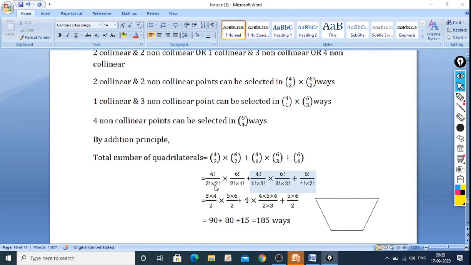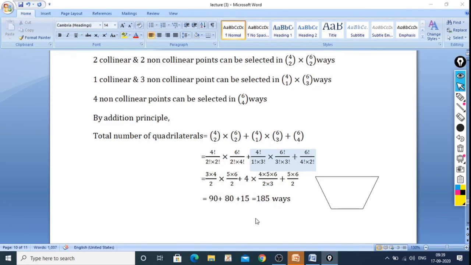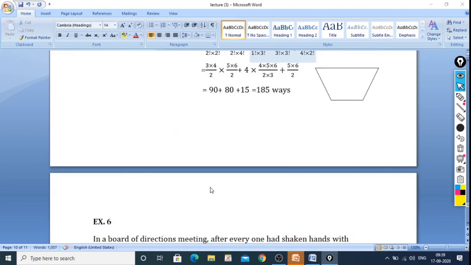Now up to 2 factorial it will get cancelled. So remaining is 3 into 4 upon 2, into 5 into 6 upon 2, where up to 4 factorial gets cancelled. Plus 4 into up to 3 factorial gets cancelled, so 4 into 5 into 6 divided by 3 factorial, that means 2 into 3, plus up to 4 factorial gets cancelled, so 5 into 6 upon 2. So it is 90 plus 80 plus 15, that is totally 185 ways that we can draw a quadrilateral from these 10 points.